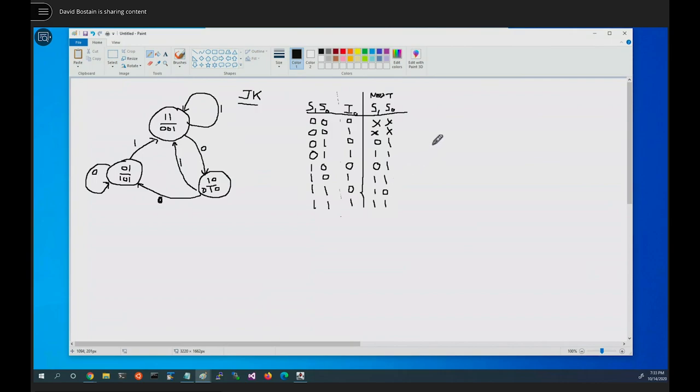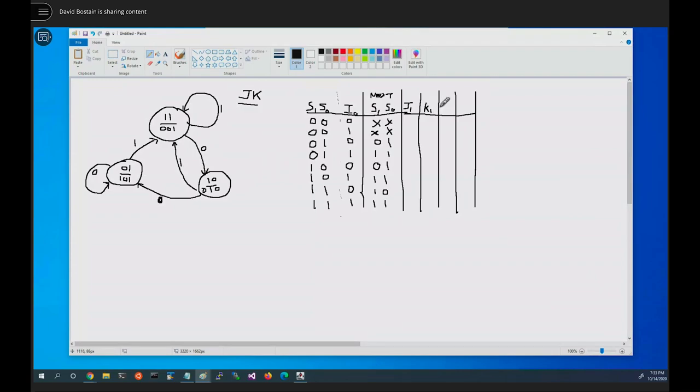This is like having two truth tables. But this is not outputs. This is simply getting us ready now to prepare for our flip-flops. We have two flip-flops, so I'll give them some places to live. But they have two inputs each. So this is J1, K1, this is J0, this is K0.